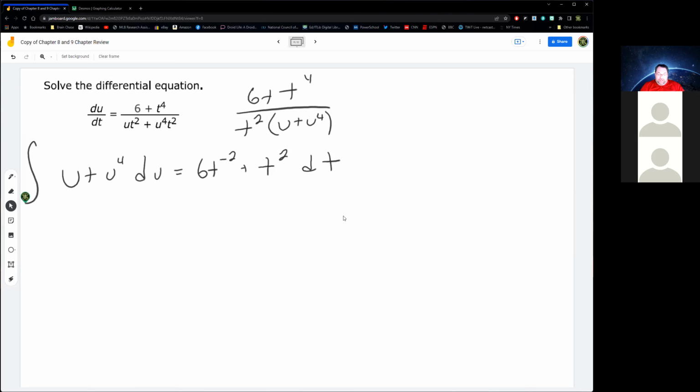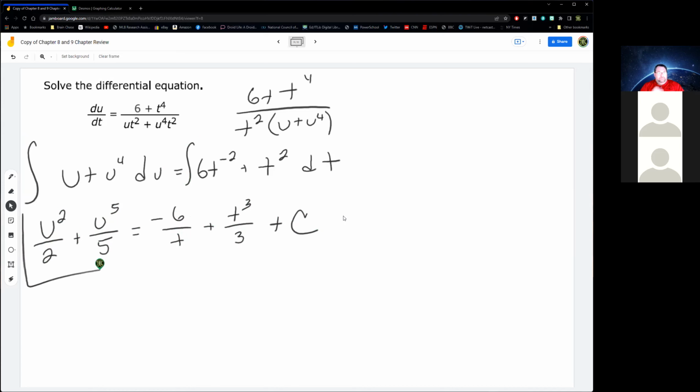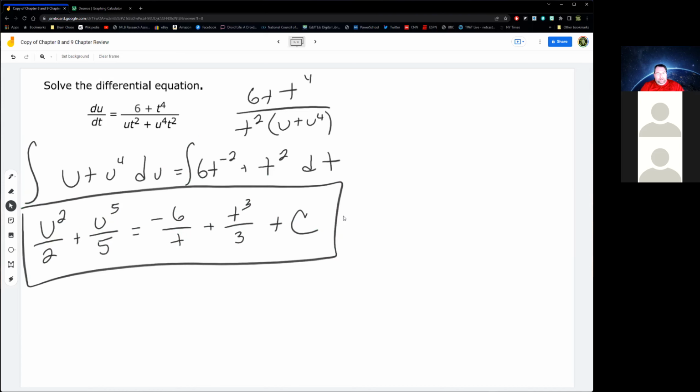And now I do my integral of both sides. So this becomes u squared over 2 plus u to the fifth over 5 equals negative 6 over t plus t to the third over 3 plus C. And that can't go any further. This one doesn't have an initial value, so the C has to stay in the problem.